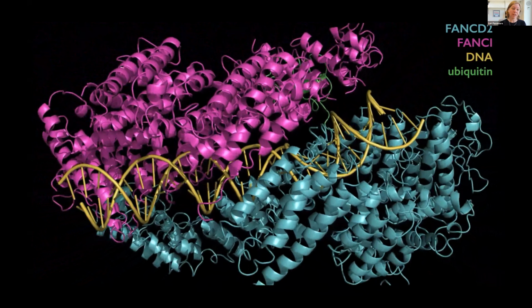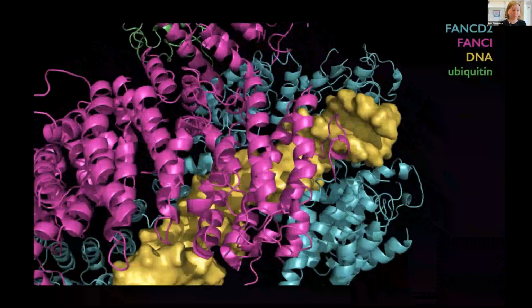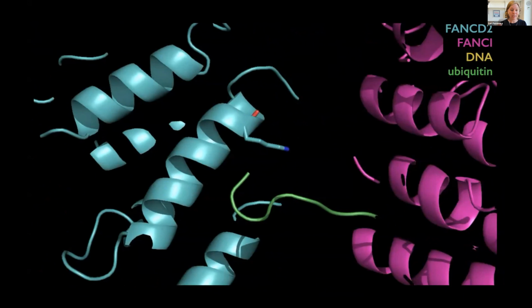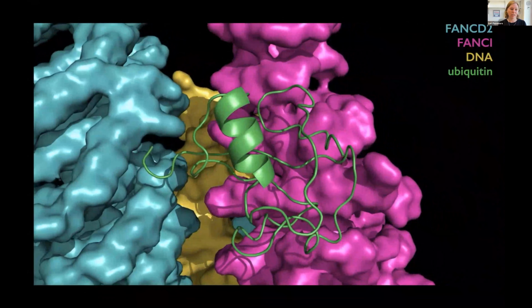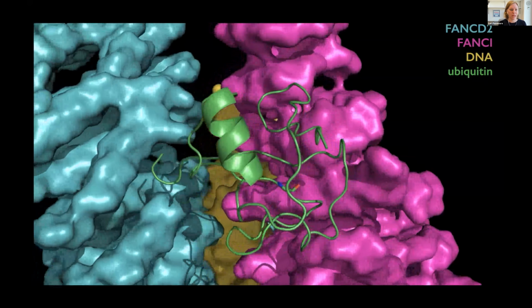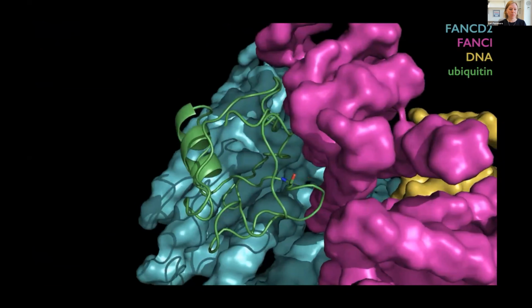Now, ubiquitin, on the other hand, is located on the opposite side of the complex, and here it's colored in green. The C-terminus of ubiquitin is covalently anchored onto a lysine side chain of FANC-D2, but it really docks onto the surface of FANC-I. We think this probably stabilizes the complex, locking it into this conformation. Again, you can really see that even though it's linked to the blue D2 protein, it reaches across and sits on top of the pink FANC-I protein. In fact, there's really a lot of contact between FANC-I and ubiquitin.